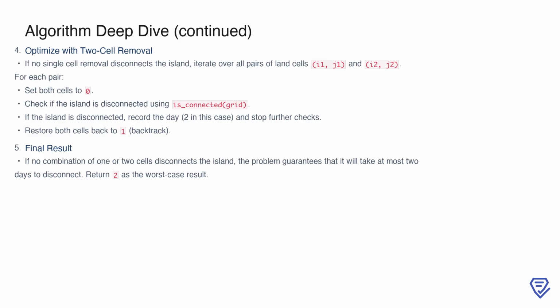For each pair, we temporarily set both cells to 0 and use is_connected(grid) to check if the island becomes disconnected. If we find such a pair, we record the day as 2 and stop further checks. As before, we restore both cells back to their original state to ensure the grid remains consistent for subsequent checks. Finally, if no combination of 1 or 2 cells succeeds in disconnecting the island, the problem guarantees that it would take at most 2 days to disconnect. This means we can safely return 2 as the worst-case result, ensuring the algorithm always completes within the specified constraints.